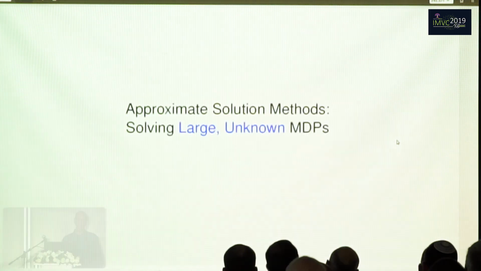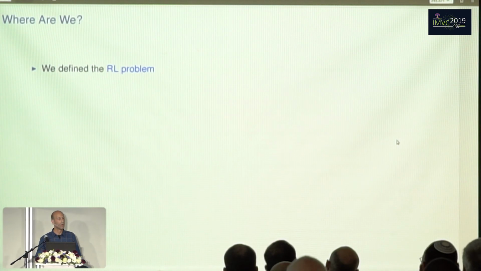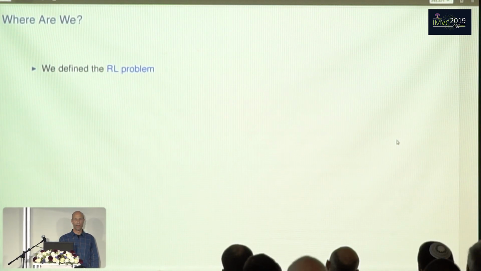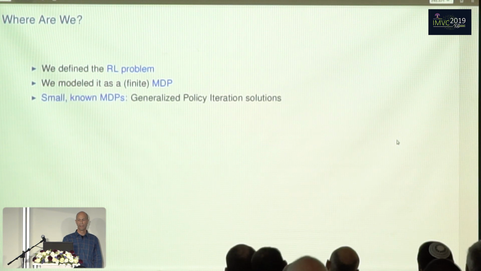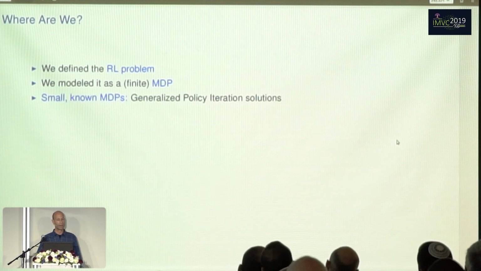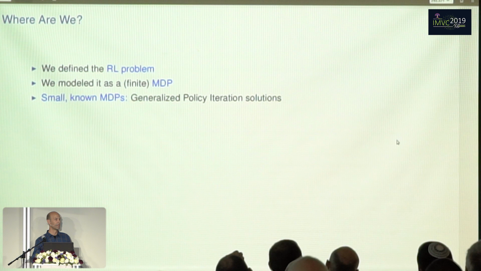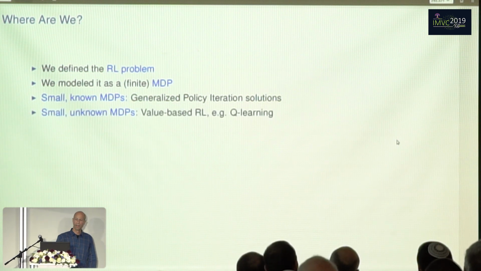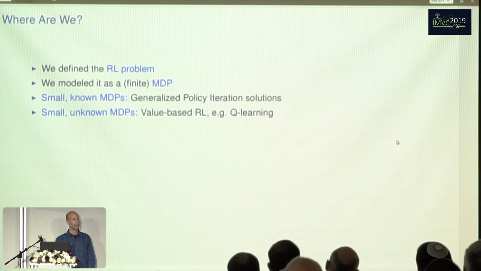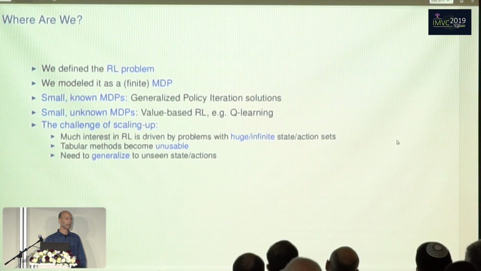Let's move to large unknown MDPs. So where are we now? We defined the RL problem and modeled it as an MDP, and we saw that for small known MDPs, generalized policy iteration can find an optimal policy. And we saw that for small unknown MDPs, value-based RL, such as Q-learning, can also find an optimal policy. And now there's the challenge of scaling up.